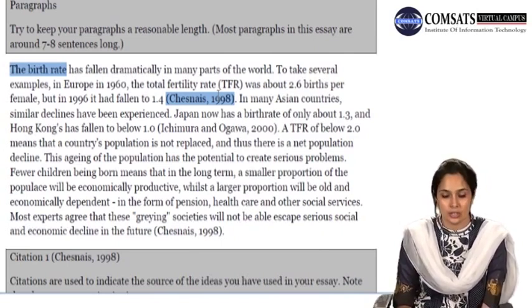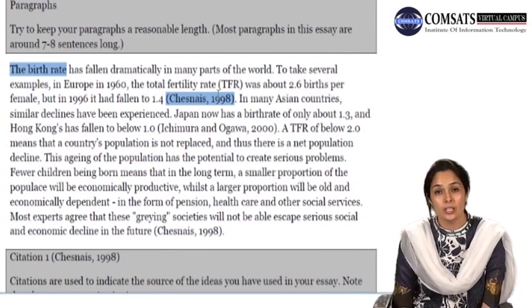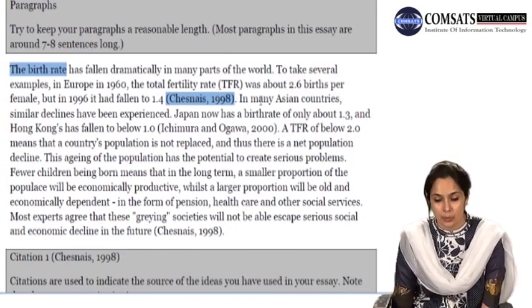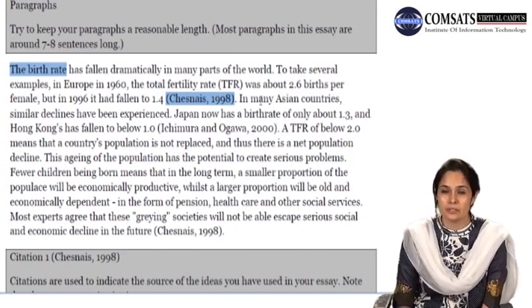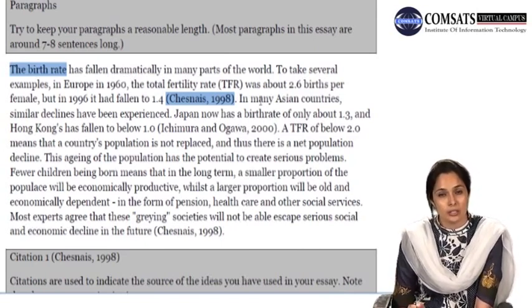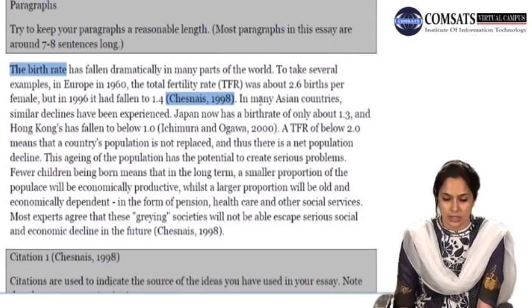Unke thesis cancel ho jate hain, unke research papers cancel ho jate hain aur uske baad unko likhne ki ijazat nahi hoti because plagiarism is a crime in the academic world. So jab bhi aap kisi ki writing mein se kuch uthayen to usse copy karein, lekin refer zarur karein ki ye aapne falan ki book se falan page falan time se liya hai.